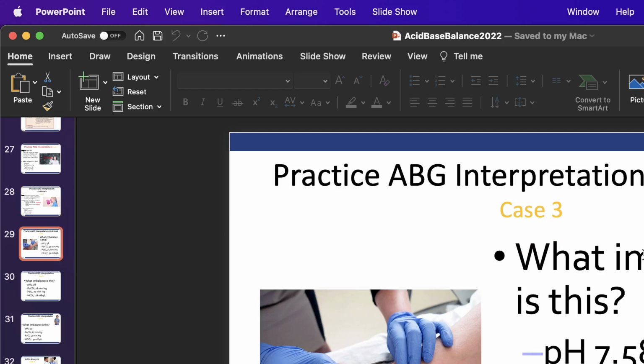Good. Is it fully compensated? No. Our pH is not within normal limits. Is it partially compensated? No, because our remaining value is not moving in the opposite direction. It's within normal limits. Okay, very good. So, metabolic alkalosis, no compensation.